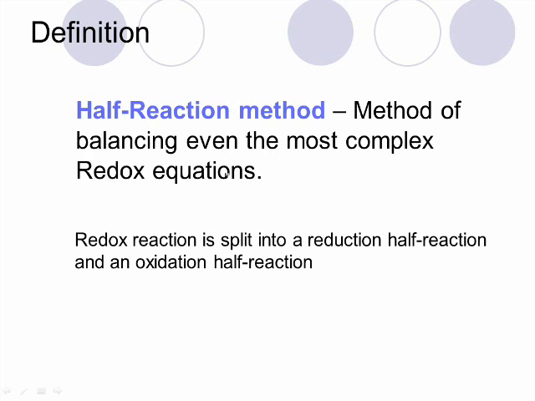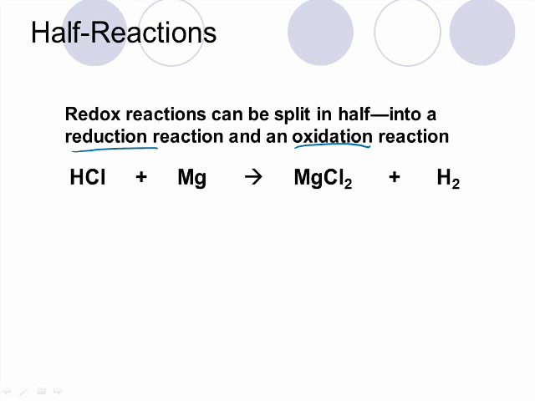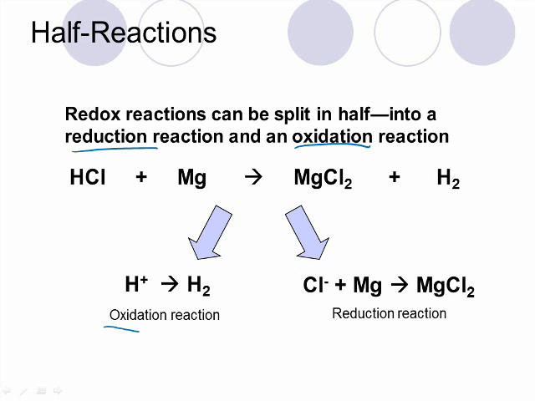What you do with half reaction is you split the redox reaction into half reactions, a reduction half reaction and an oxidation half reaction. So redox reactions can be split in half into a reduction reaction and an oxidation reaction. Example here, we have HCl plus magnesium goes to magnesium chloride plus hydrogen gas. We can split those into an oxidation reaction and a reduction reaction. Then when we split them up, it makes it easier to balance. Then we put them back together.